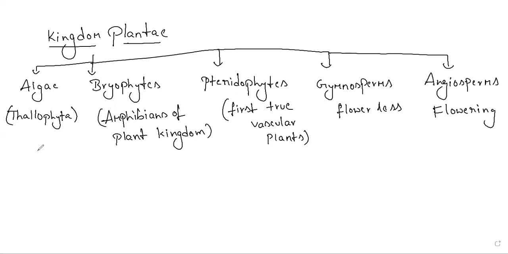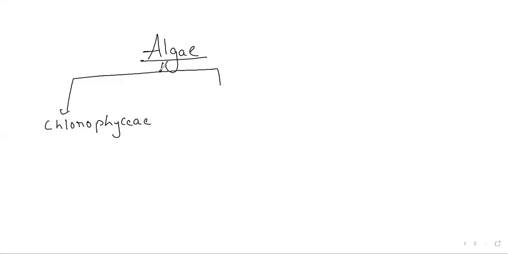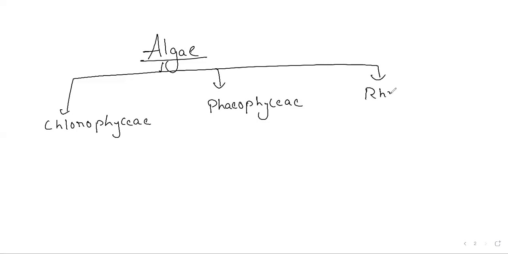So coming to the part of algae. So algae is being differentiated into three major categories, that is chlorophyta, next thing we got is phaeophyta, and next thing is rhodophyta. And coming to the chlorophyta, which is green algae.